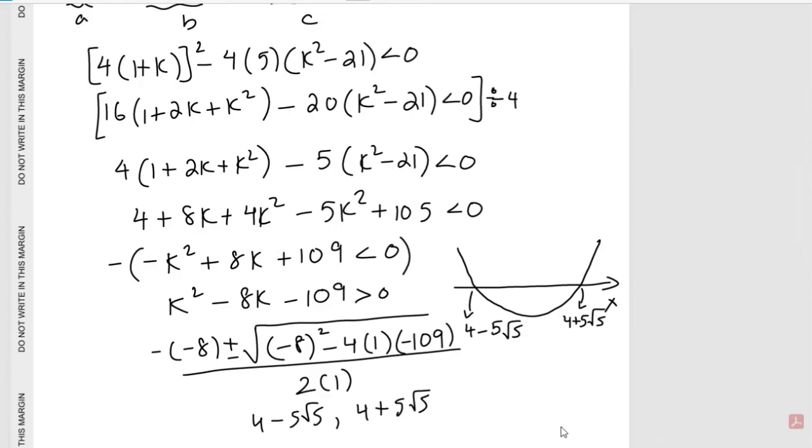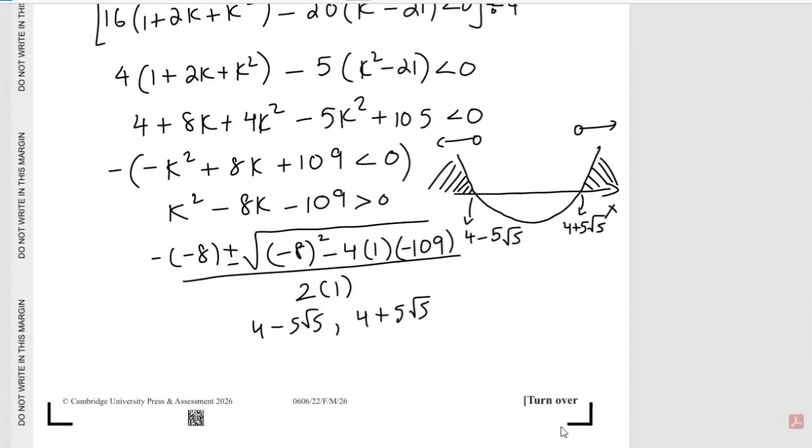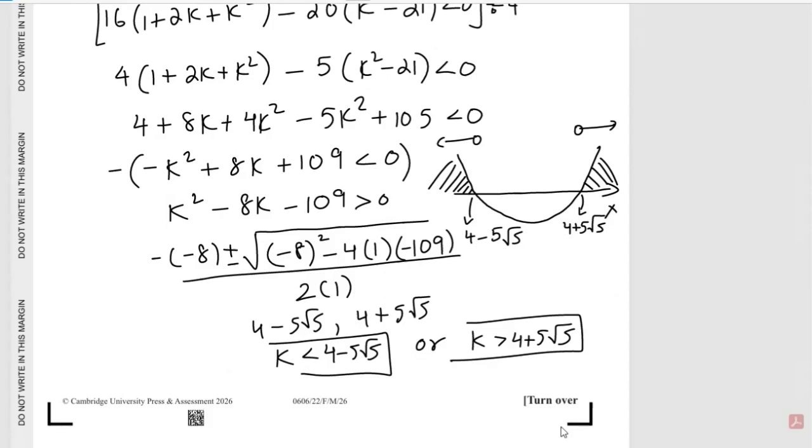So when your inequality is greater than 0, you are looking for the region above the x-axis. So this is the region above the x-axis. So your solution is going to be this side and this side. So how do you write the final answer? You can write it like k should be above 4 plus 5 root 5, or k should be below 4 minus 5 root 5. Since they haven't mentioned exact, you can also give your answers to 3 significant figures.